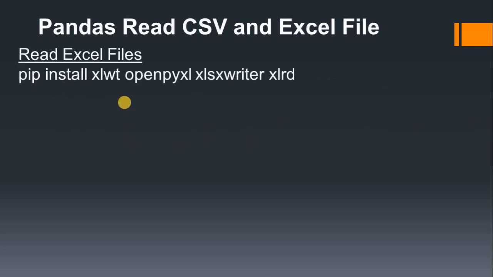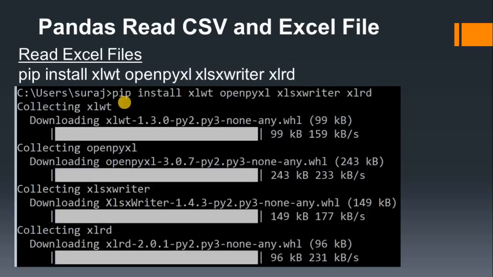Now we will see how we can read an Excel file. What about the Excel file? You cannot read an Excel file directly. For that you have to do an installation, given below: pip install xlwt openpyxl. You have to install these packages in the command prompt so that you can read an Excel file.